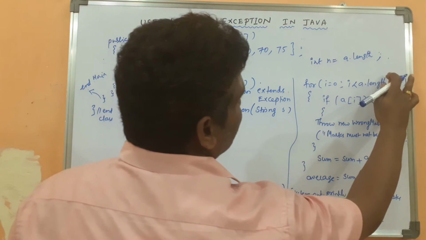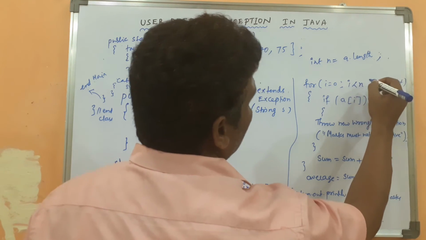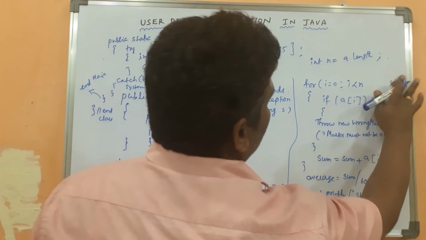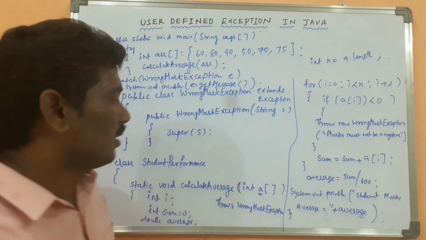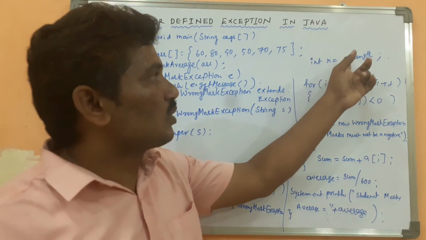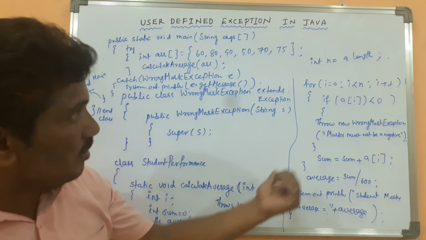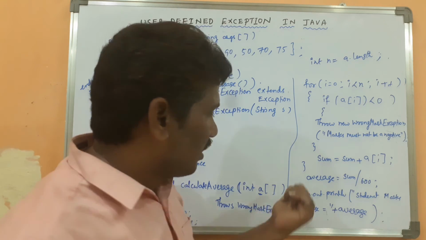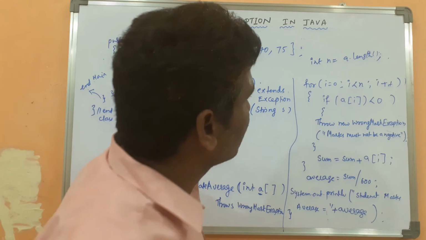Okay, instead of that you can use n values here. As a good programmer you can write like this. Then i++. Then int n equal to a.length, because by using the length method we can find out the marks of the students. Okay, then you use the length method.